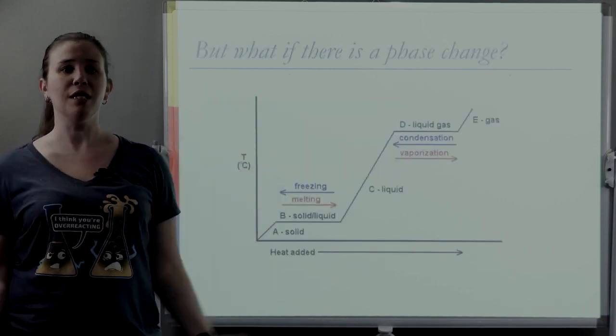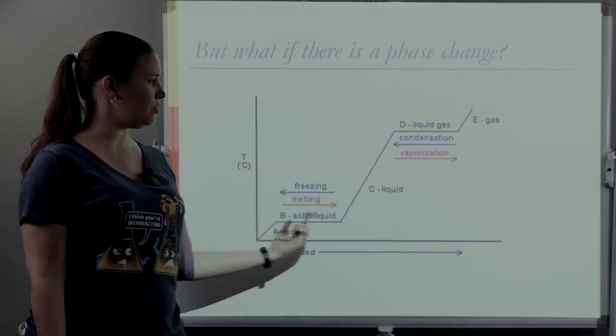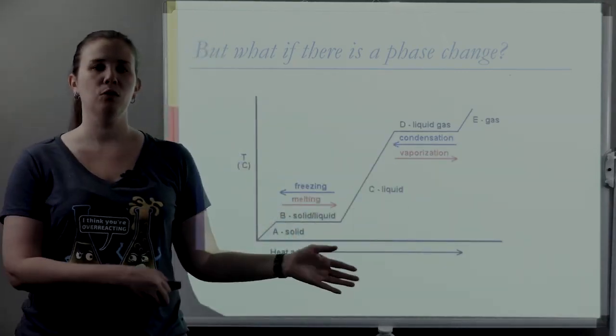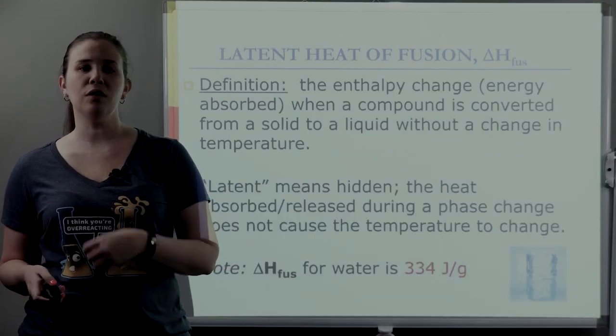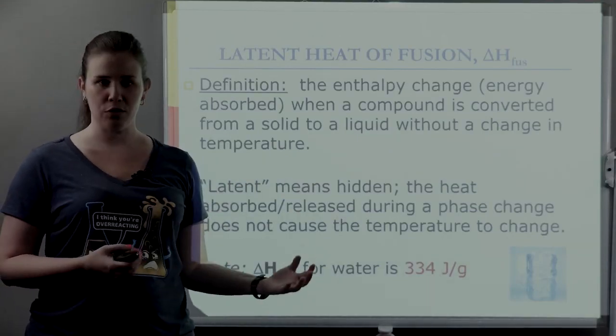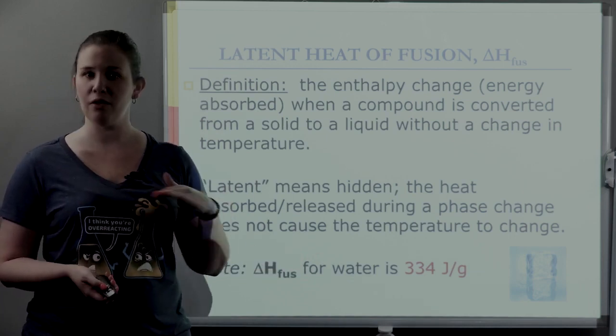So what do you do if there is a phase change? What if you're going through melting and freezing or condensation and vaporization? What are we going to look at instead? We want to know the heat per gram. This isn't now dependent on temperature. You may remember the phase change graph had those plateaus.